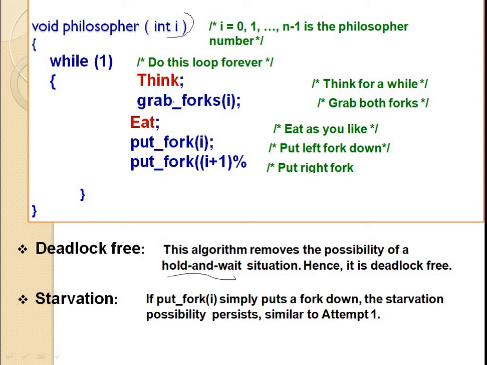So this algorithm removes the possibility of hold and wait. If it collects both forks, or if it does not collect both forks, in both conditions the hold and wait situation is removed. Hence, it is deadlock free. Starvation: if put fork simply puts the fork down on the table, then the starvation possibility will persist, similar to attempt 1.